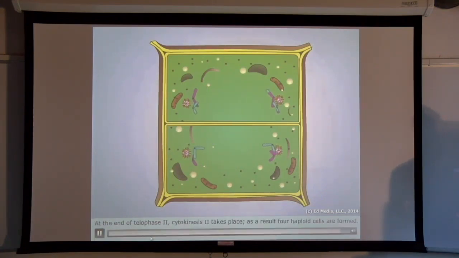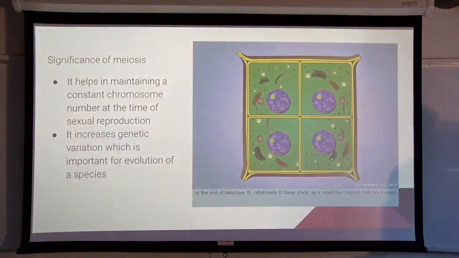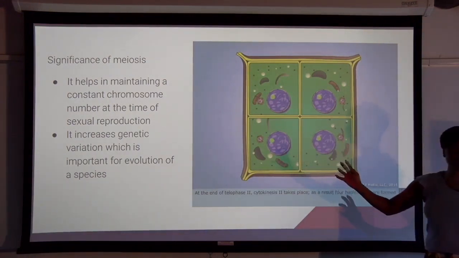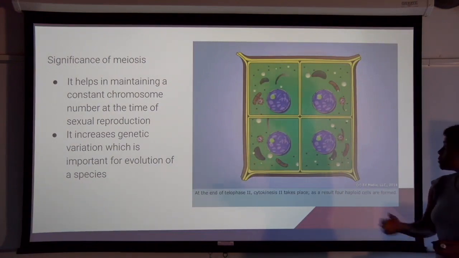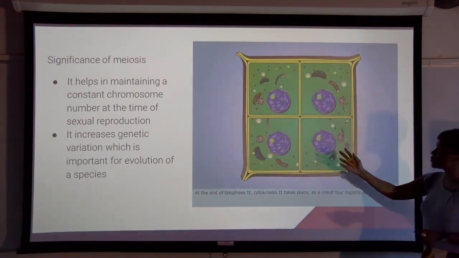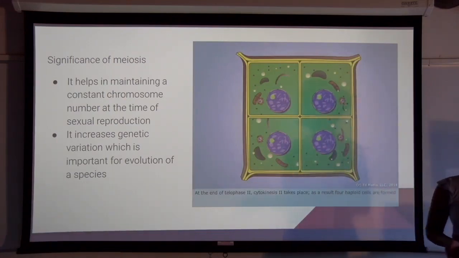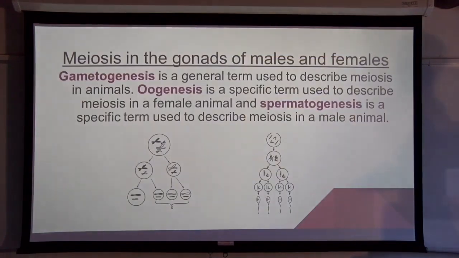At the end of telophase 2, cytokinesis 2 takes place. As a result, four haploid cells are formed. So that's how you end up with the haploid cell. If you saw at the end the chromosomes, you had half the amount that you started with. So as a result of meiosis, you end up with four cells having half the number of chromosomes. This process only occurs in the testes to produce sperm, and only in the ovaries to produce eggs.